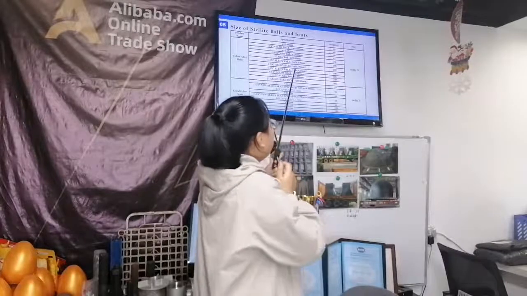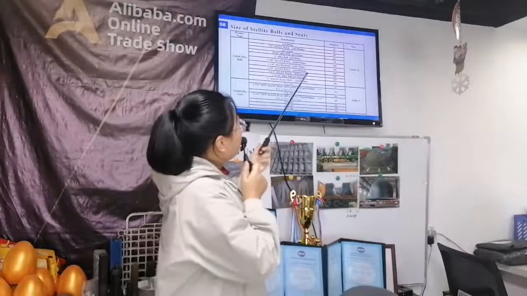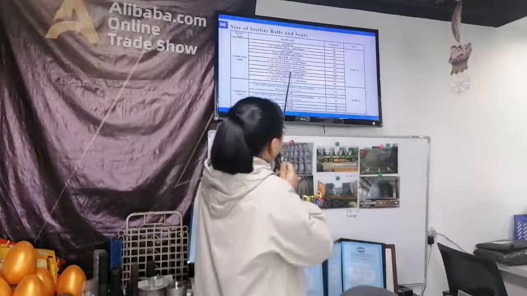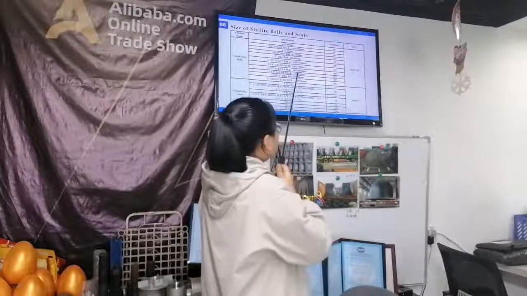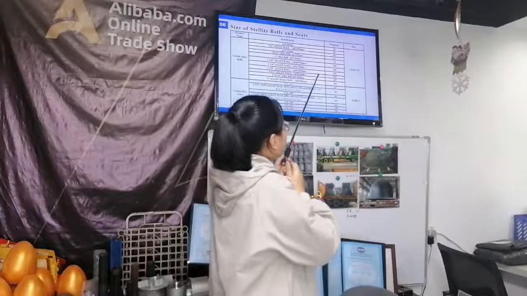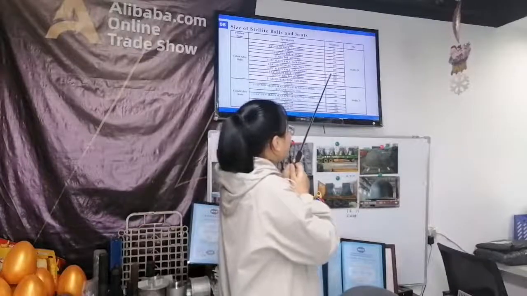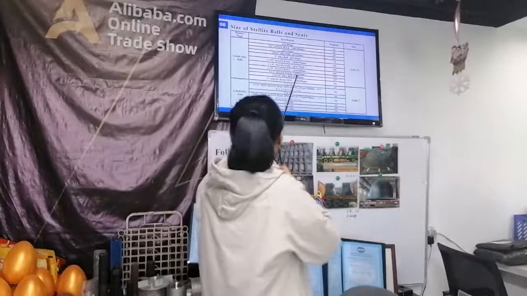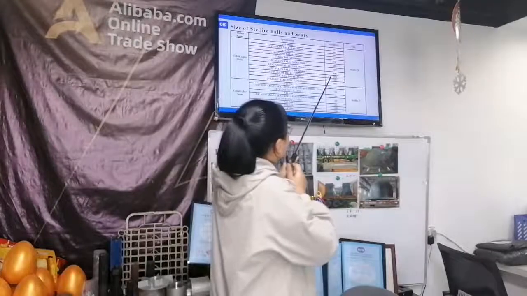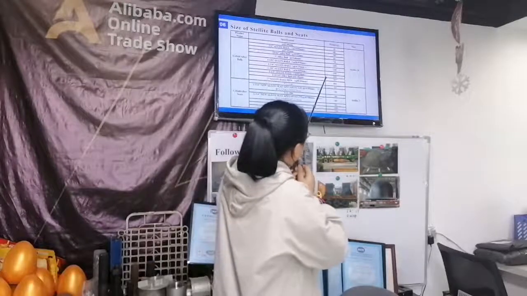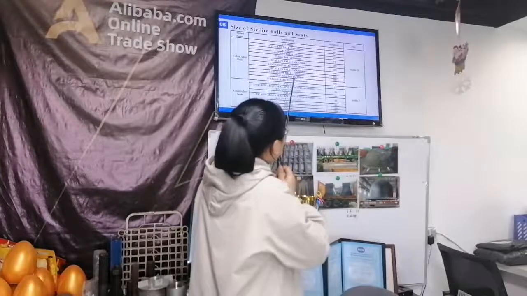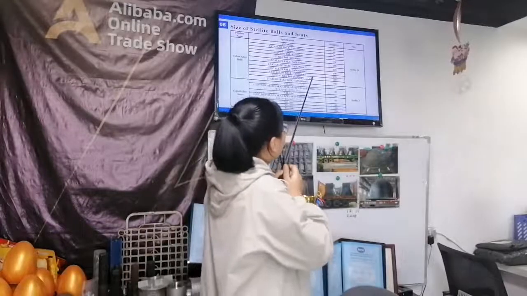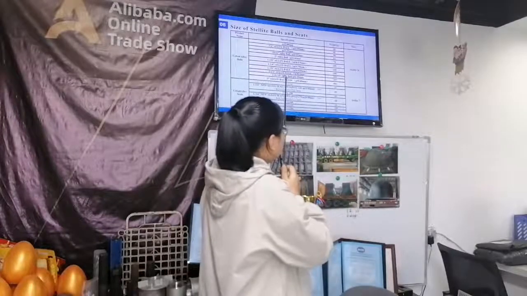Diameter 31.75 millimeter, the unit weight is 145 grams. Diameter 34.925 millimeter, the unit weight is 195 grams. Diameter 38.1 millimeter, the unit weight is 253 grams. Diameter 42.88 millimeter, the unit weight is 357 grams.